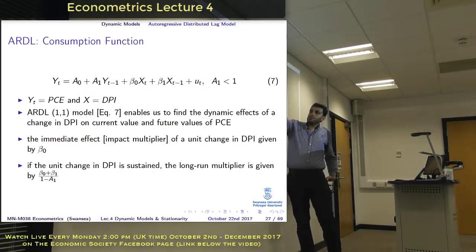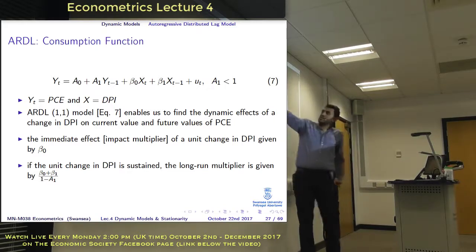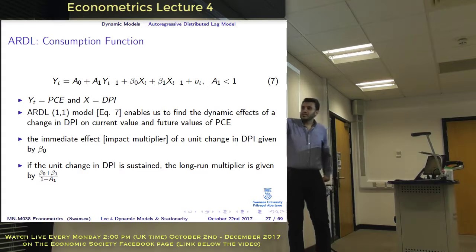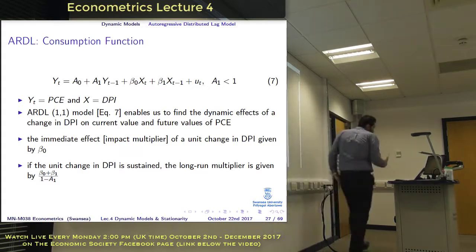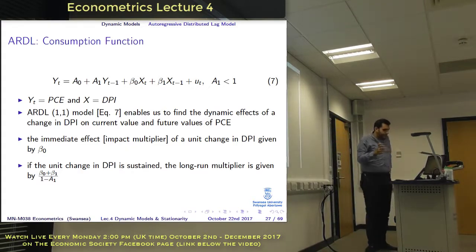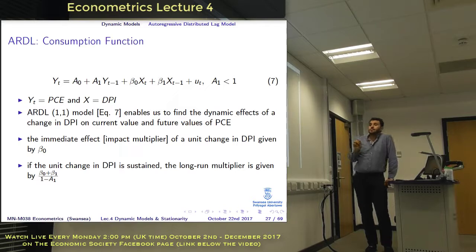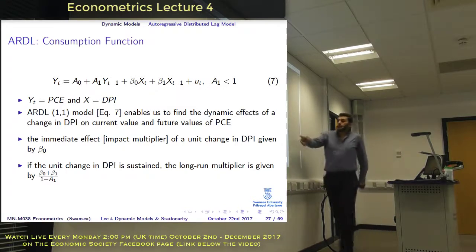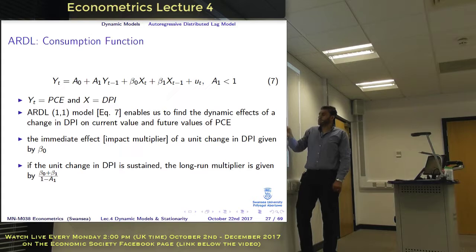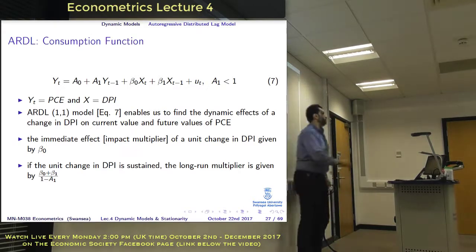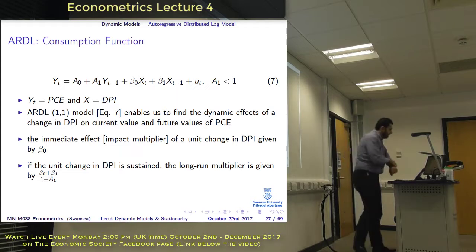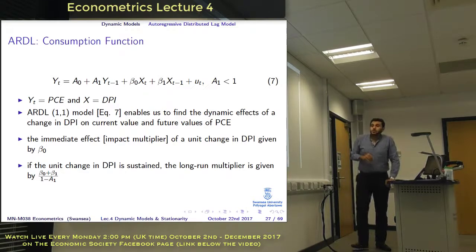So beta 0, we know what beta 0 is. Beta 0 is the impact multiplier, or the immediate effect, what we called before the short run one. So beta 0 is the immediate effect when disposable personal income changes by 1 unit. The consumption expenditure would change by beta 0.